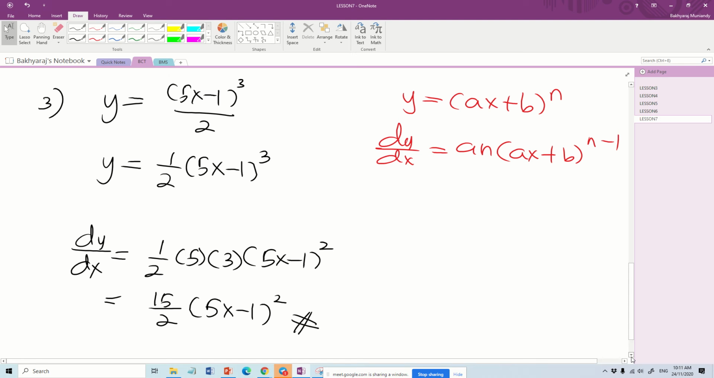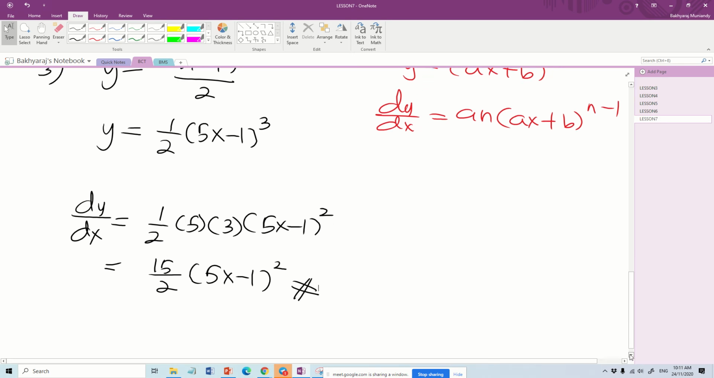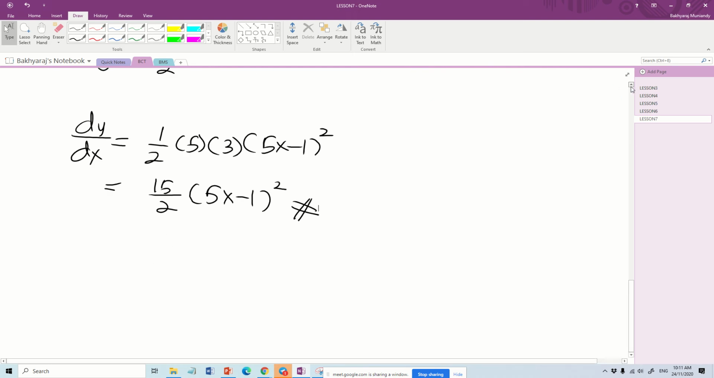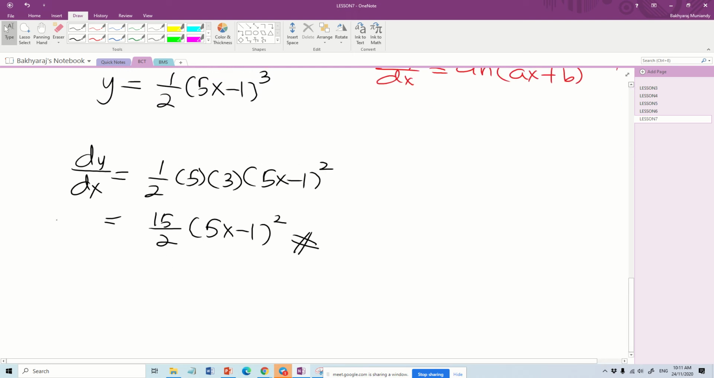Okay, next go for number 4. Okay, number 4, y equal negative 4 times 2x minus 3 power of 5 divided by 3.